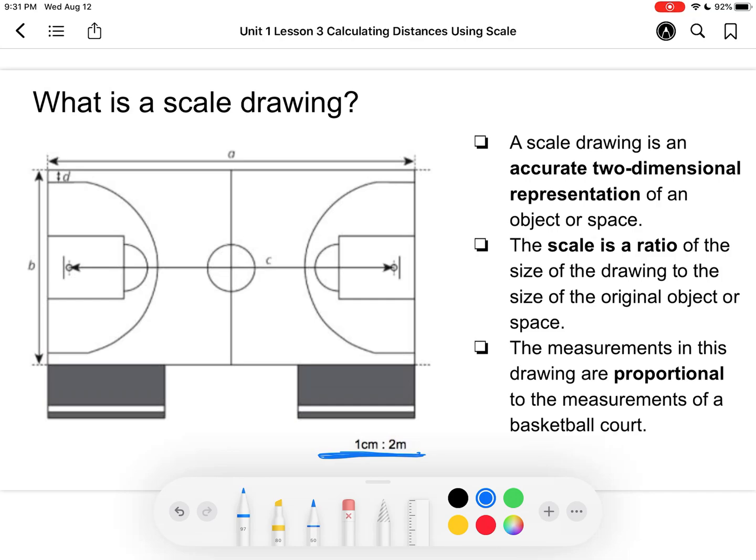All the way around the court, length and width and placement of all lines and the hoops and everything on the court, everything is proportional, 1 centimeter to 2 meters.